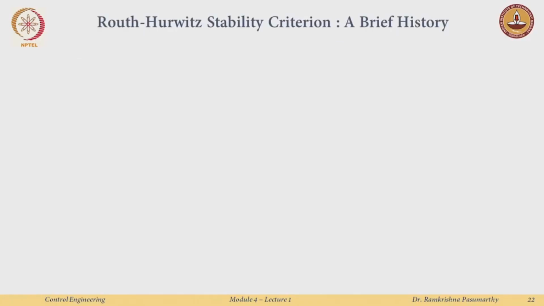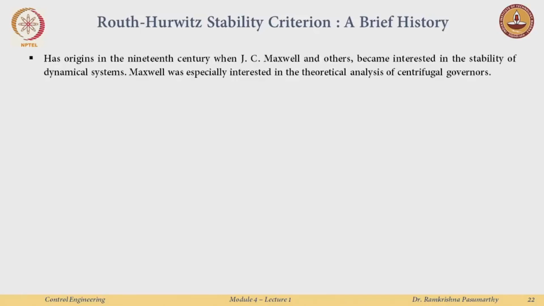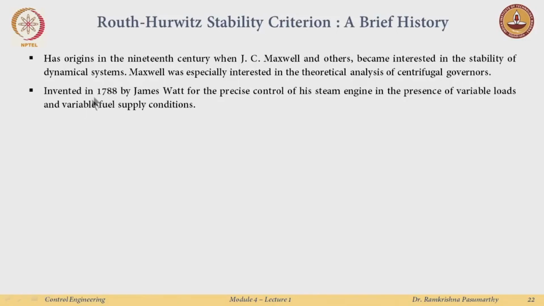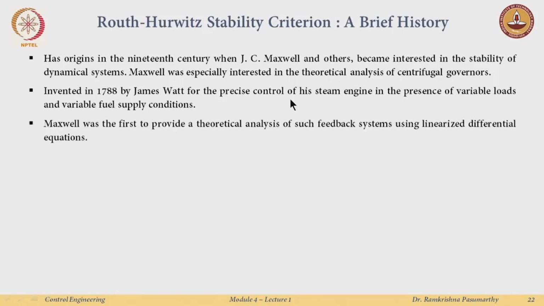Okay. A bit of history here. So, where did all this start from? The Routh-Hurwitz stability criterion was developed somewhere in the 19th century when Maxwell, the famous guy of the Maxwell's equations, became interested in stability of dynamical systems, right. And this Maxwell was motivated by the analysis of centrifugal governors, which was essentially invented by James Watt, right, for his steam engine, right. Okay.